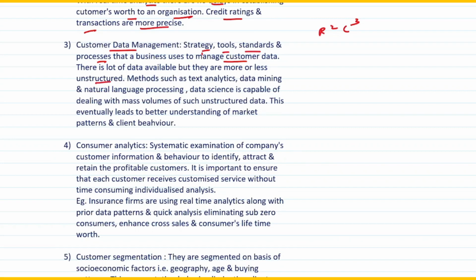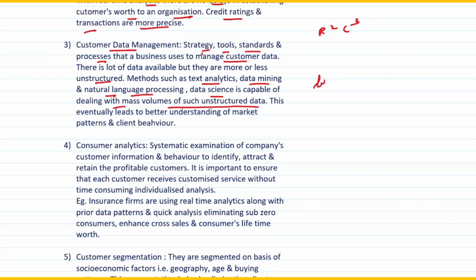So methods such as text analytics, data mining, and natural language processing, these are used for what? These are basically used because data science is capable of dealing with mass volumes of such unstructured data. So in order to make this data more structured in nature, what you can use is text analytics, data mining, and natural language processing. Okay, please understand what is natural language processing.